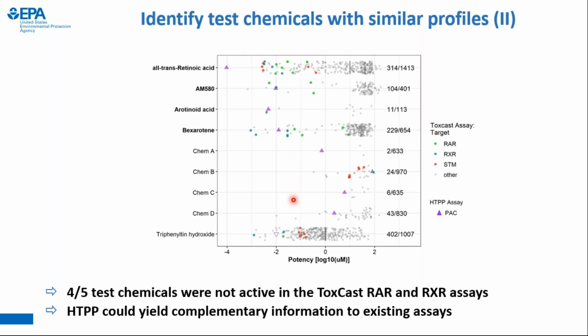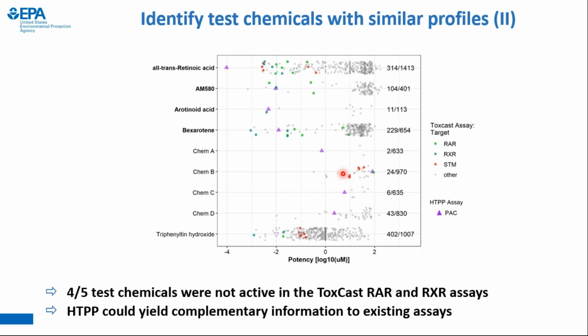But for our suspected retinoids, they had barely any activity in these assays. There is triphenyl tin hydroxide, which was active. And it actually turns out, upon looking at the literature, that it's a known RXR agonist. So that was also reflected by the results in ToxCast, and it was also properly identified with our HTPP. So that's reassuring.